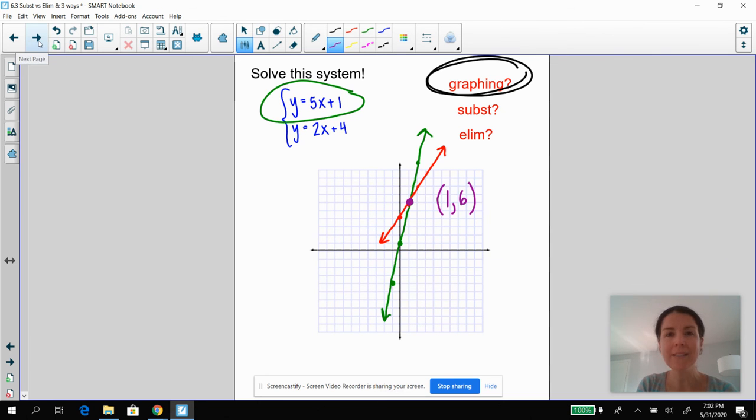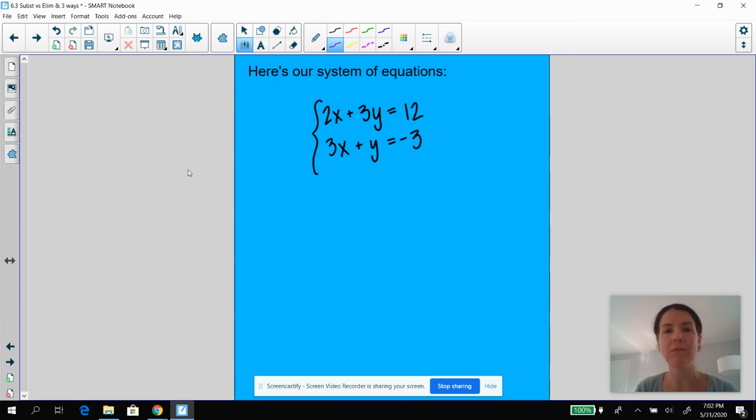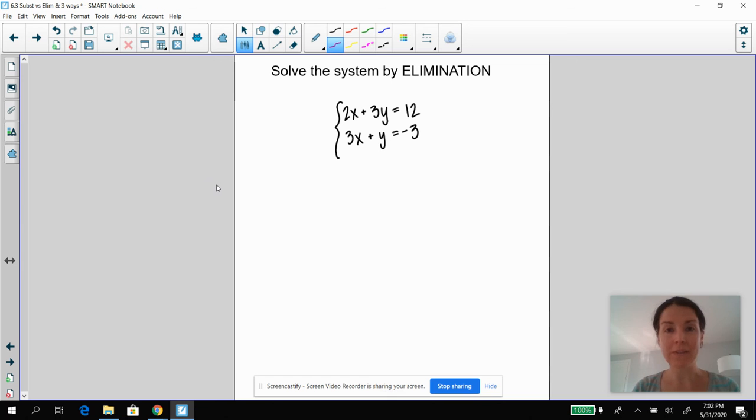All right, so one last thing I wanted to talk about. Let's say that I gave you this system of equations. First, what would be your gut instinct? How should you solve this? So I would definitely say elimination. And if you said elimination, amazing, you're in great shape. So I want you to go ahead and use elimination to solve this system.